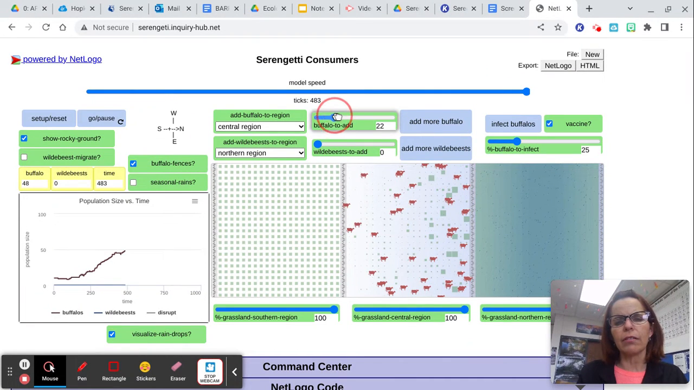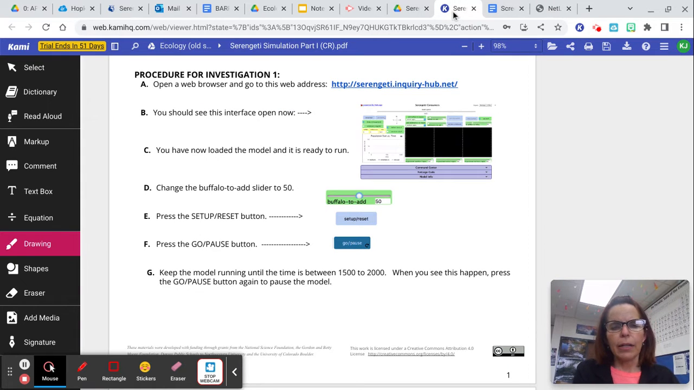We can scooch that all the way up to 50. You can also just type it in, 50. That works as well. Let's see what else it says. Press the setup reset button, press go pause. So there's nothing we need to do. It just says keep the model running until the time is between 1500 to 2000.